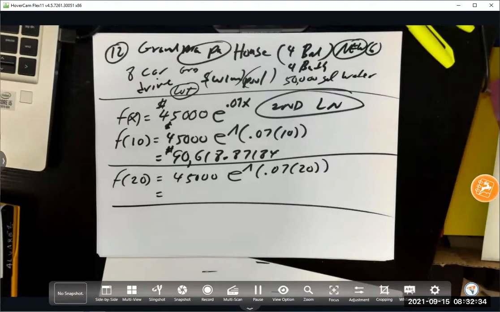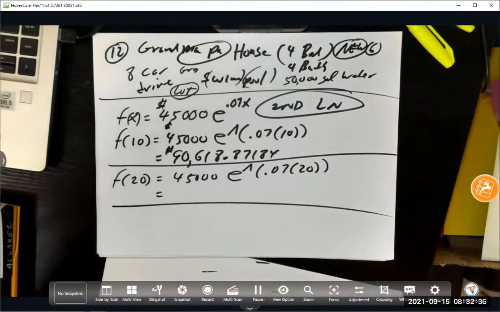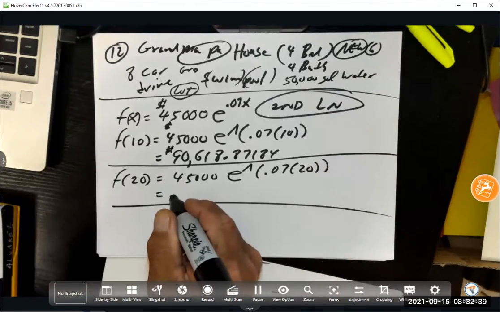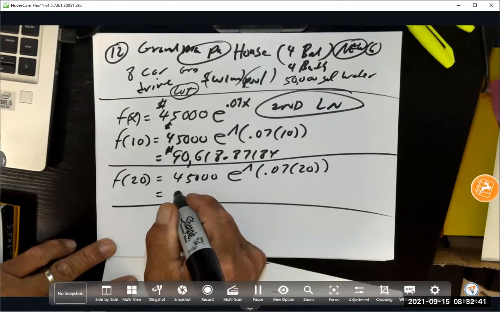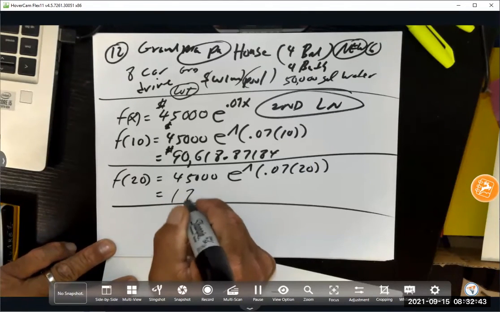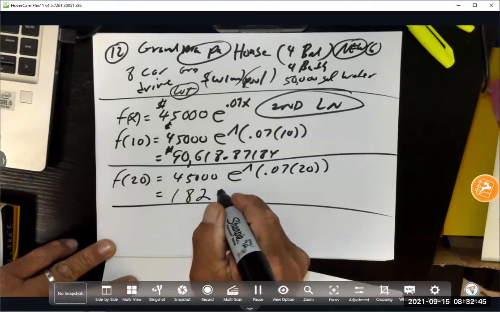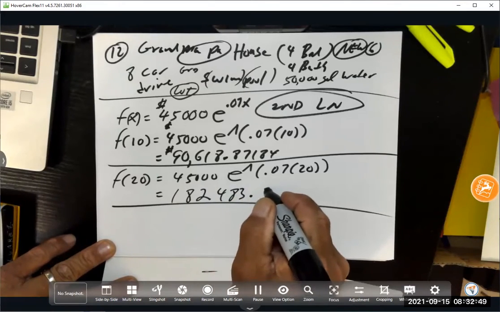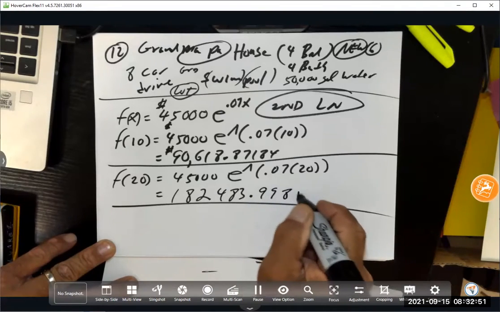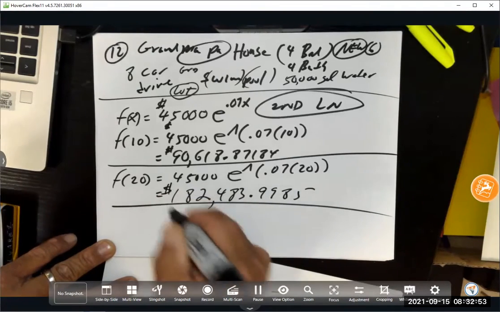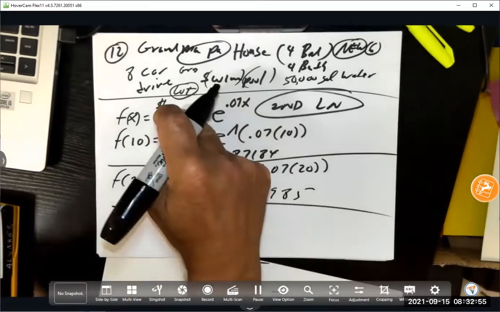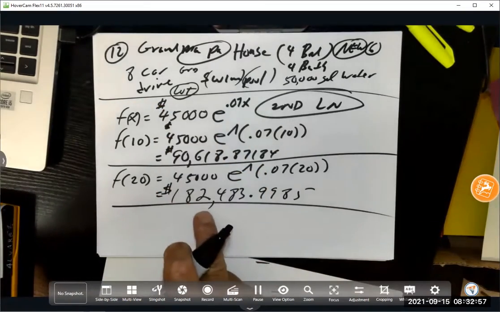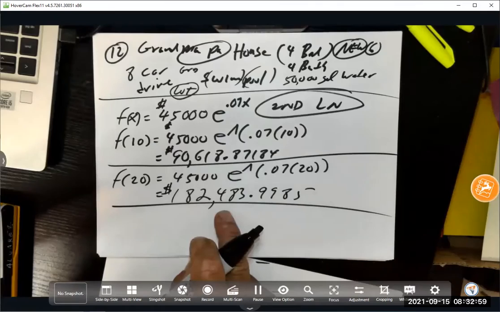Double check here. 7. Okay, 20. Okay. It is 182,483.9985. Okay, so $182,000. They bought it for 45. Right now, 20 years later, it's worth 182,400. They want to sell it.